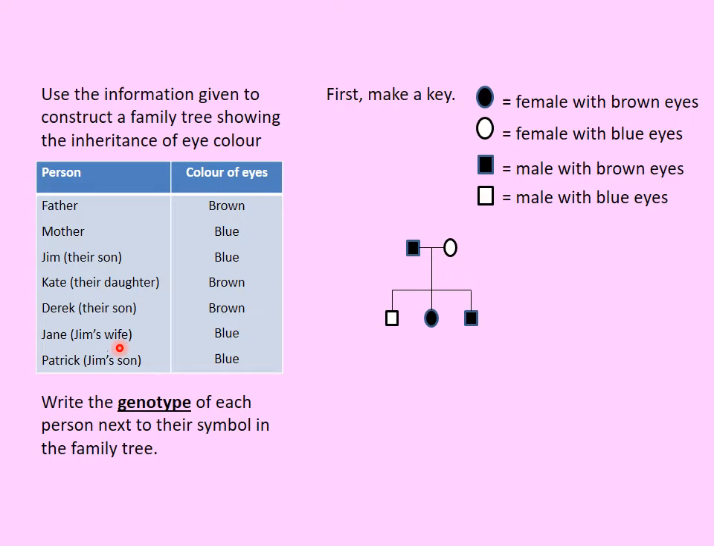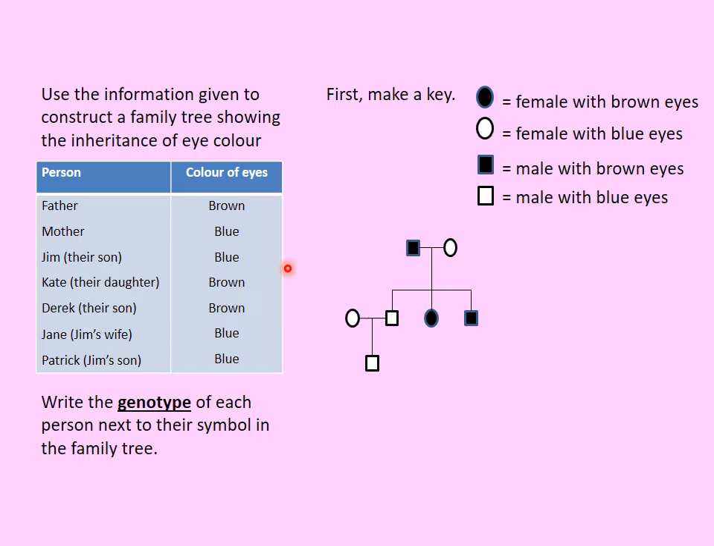What you can also see is that Jim, this individual down here, went on to have his own children with Jane. Jane is a female and she has blue eyes. So we do a similar thing to what we did at the top. We put Jane in, our female with blue eyes. We draw a line between her and Jim showing that they've had kids. And then we just show their child. So Patrick, their son, has blue eyes. So for a blue-eyed male, we use a white square. So that's the first part of this done.